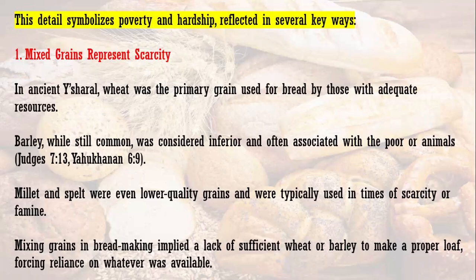So millet and spelt were even lower quality grains and were typically used in times of scarcity or famine. Now, mixing grains in bread making implies a lack of sufficient wheat or barley to make a proper loaf, forcing reliance on whatever was available.